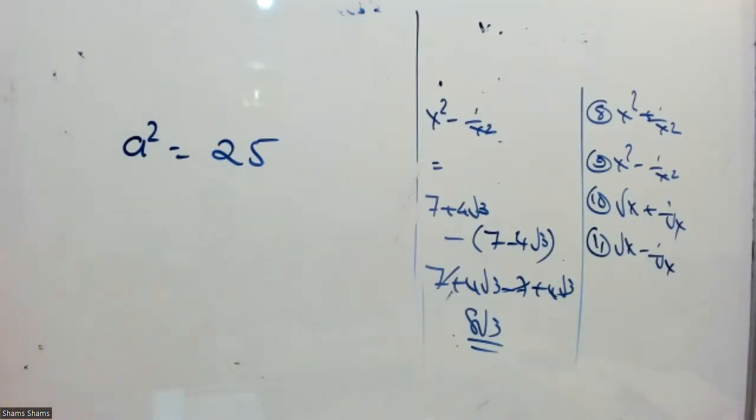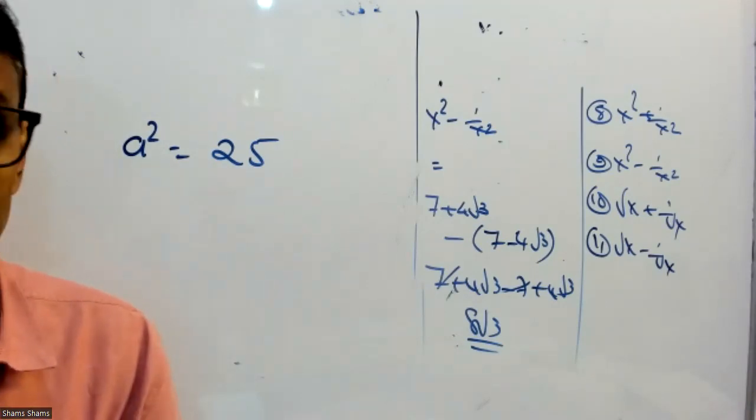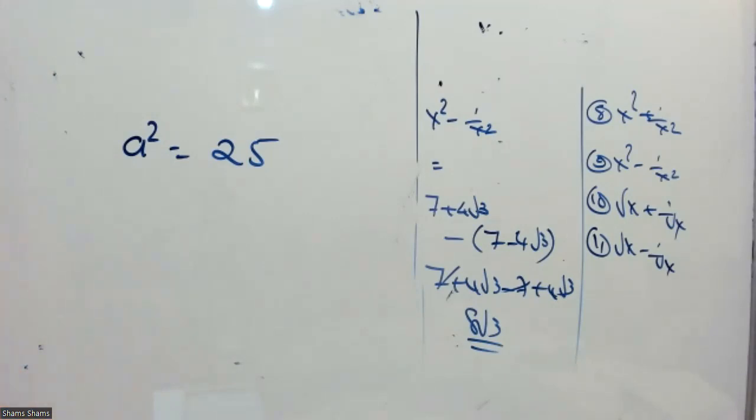My question: a square equals 25 means a into a equals 25. When the same number is multiplied, we get 25, like 5 into 5 is 25. Is there any other number? Any other number, same number multiplied, that gives 25? Not 1 into 25, not like that. Suppose 5 into 5, 25. Like that, any other number?